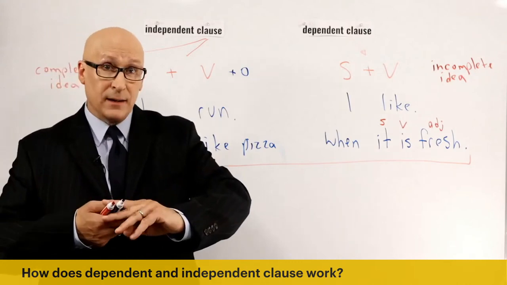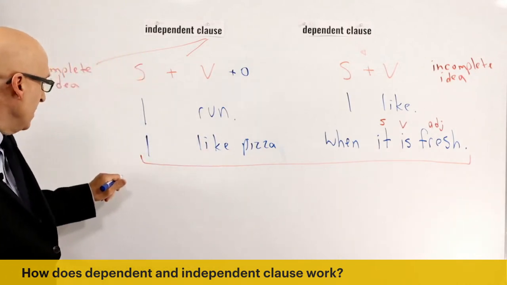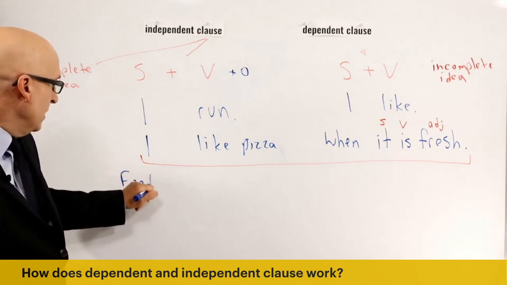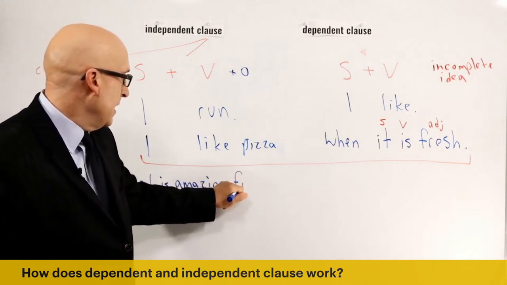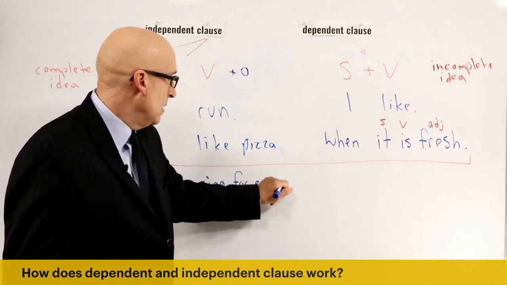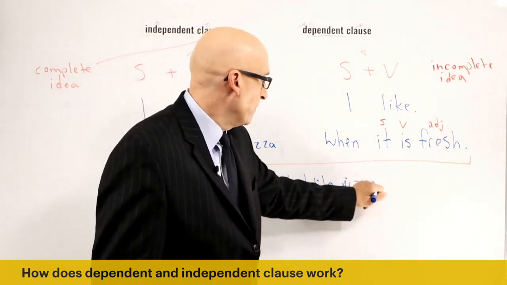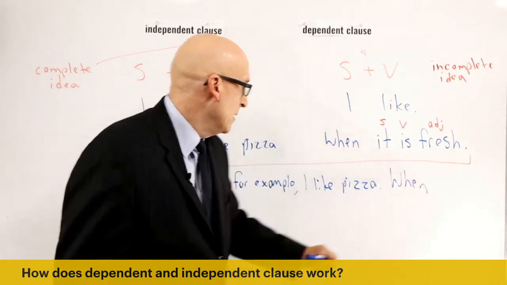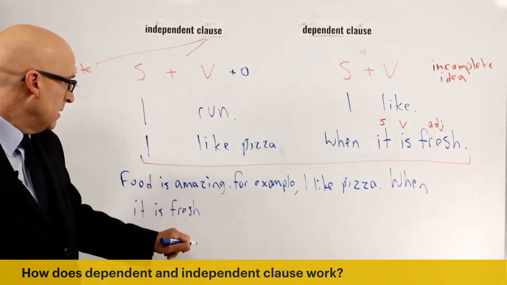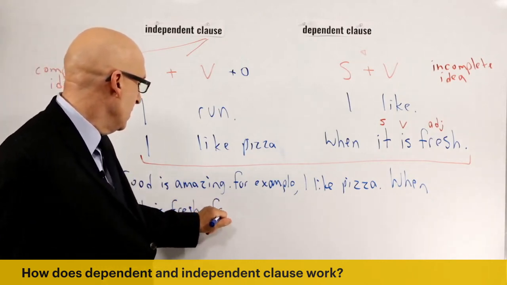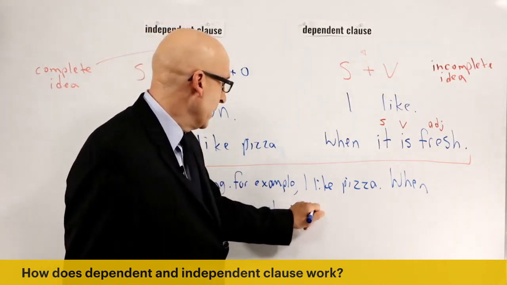This is important in writing, okay? So in writing, you can't say something like this. Food is amazing. For example, I like pizza. When it is fresh. For example, in the morning.